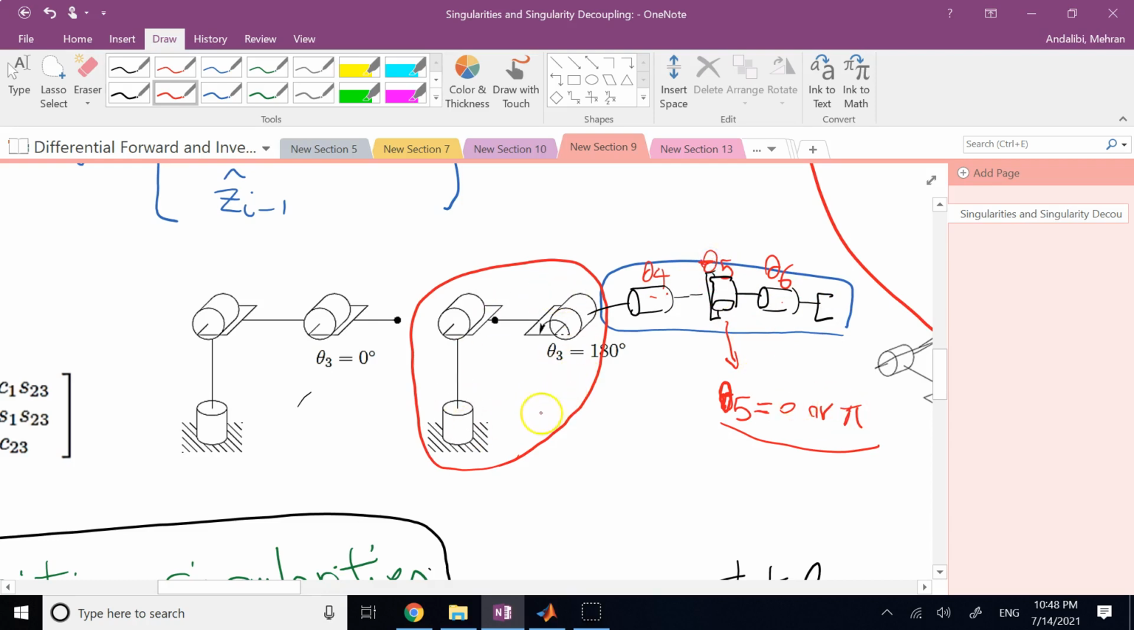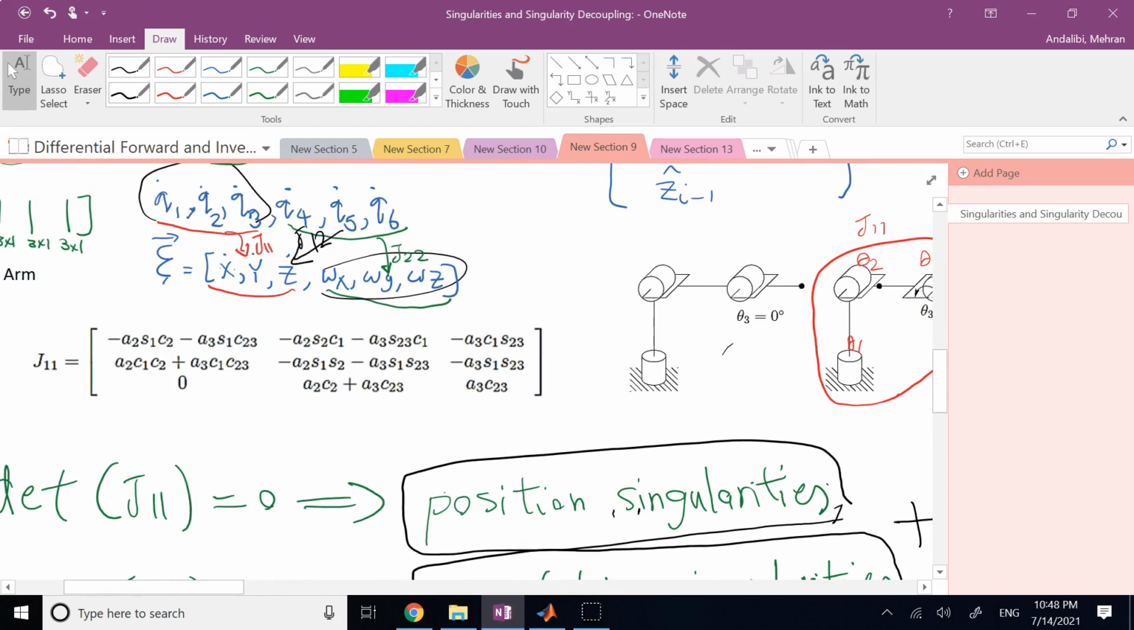But what about the first 3 joints? Well, it depends on the first 3 joints. What kind of first 3 joints do you have? Are they all RRR, or are there RPP or PPP, or what? The hardest one is RRR, this one. For these first 3 joints, if you call them theta 1, theta 2, and theta 3, you can see that the portion of the J matrix for these first 3, which we call J11, looks like this. It's not hard to show.